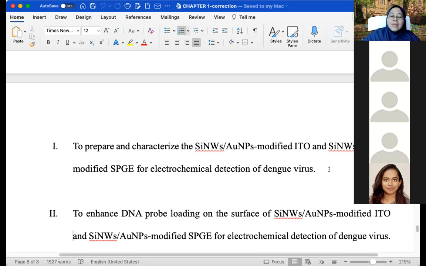Okay, so what are the evidence? If it is electrochemical technique, then I have to show the electrochemical data related to the modified electrode. Okay, and sometimes we also have to put morphological data, meaning evidence that the silicon nanowires and gold nanoparticles are actually on top of the electrode. We cannot just say it. So to prepare is acceptable. It's acceptable as a measurable word.